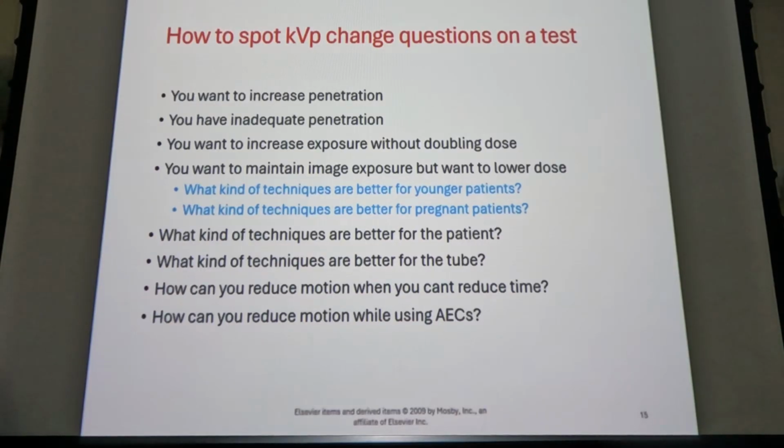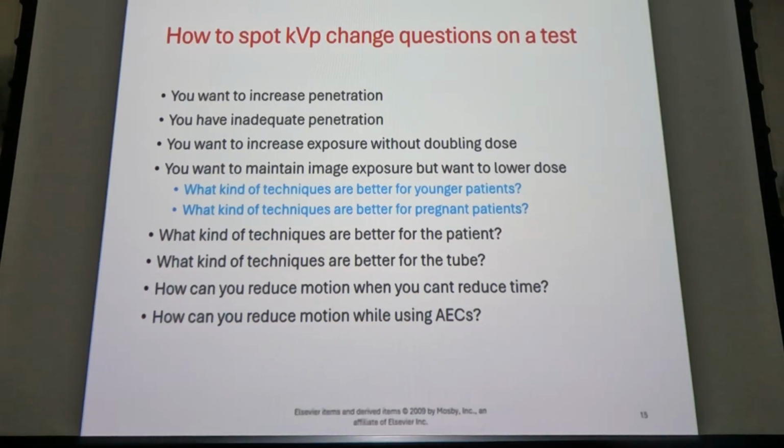What you want to do as a developing technologist, and even after you become a technologist, is learn from your mistakes so that you can improve the next exam, right? Even if you don't have to repeat it, there are things you can do to improve. So if you want to increase penetration because you underpenetrated the patient, you have inadequate penetration, those are the things you're going to look for in a test question. The test question is going to ask you specifically about penetration. As soon as you see penetration, you need to be thinking about KVP primarily, okay?